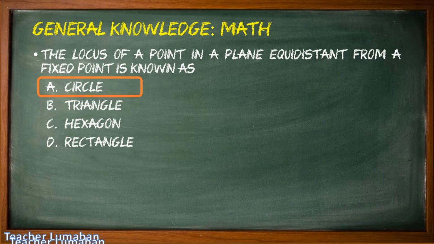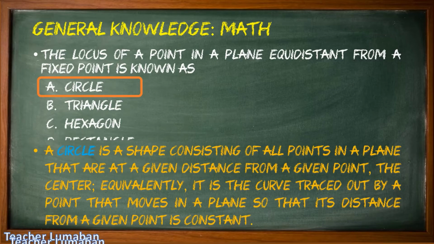The locus of a point in a plane equidistant from a fixed point is known as a circle. A circle is a shape consisting of all points in a plane that are at a given distance from a given point, the center. Equivalently, it is the curve traced out by a point that moves in a plane so that its distance from a given point is constant.